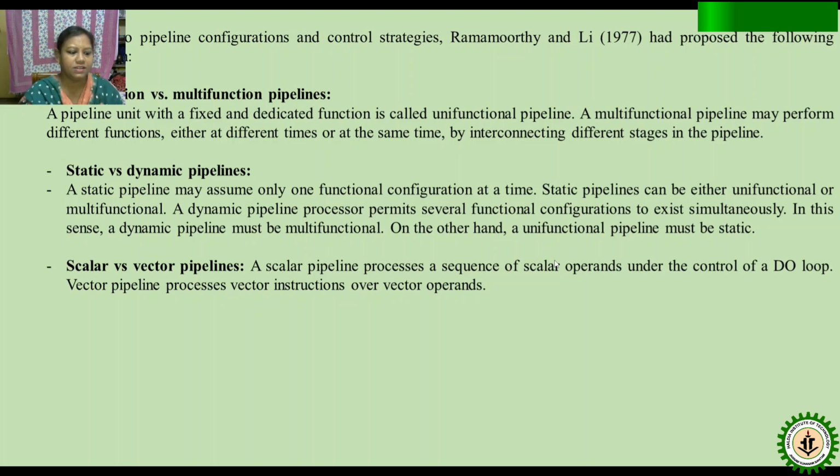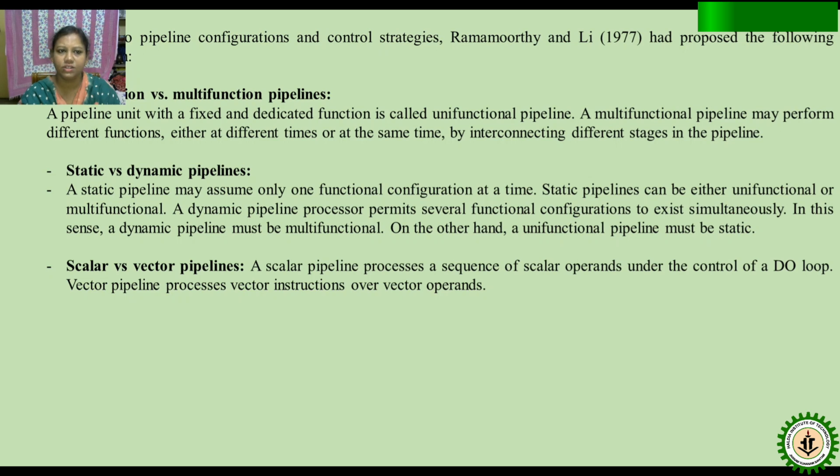And the last one is scalar and vector. A scalar pipeline processes a sequence of scalar operands under the control of a do loop. A vector pipeline processes vector instructions over vector operands. There are different operands: scalar means a single data item, while vector looks like an array structure, with multiple data. So scalar operands are under the control of a do loop, and the vector pipeline works on vector operands.